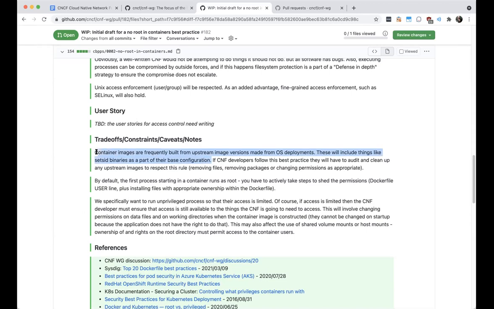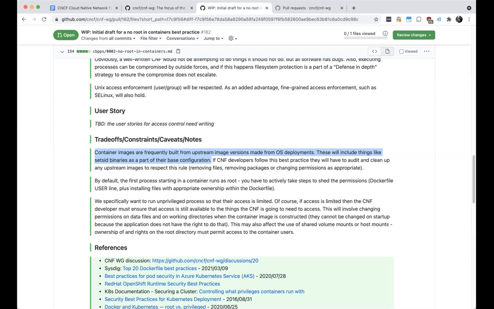Ian, before you respond on anything, I do want to point out that this section here, the trade-offs, caveats, notes, is specifically for adding things like here's why someone would be doing something else, an exception, and then you can talk about how to deal with that. I mean, that's what this section is. And this portion here is very similar to what you're saying with systemd and other stuff. So you have a container image that already uses root and already has set ID binaries. So that's just an example. You could do a comment with the suggest edit to add some other examples if you want to a section.